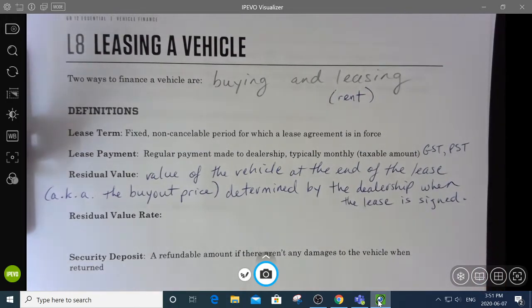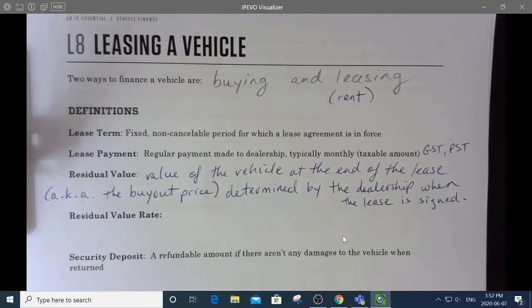There we go. So, for example, if I go in to lease a new vehicle, I walk into the lot and I say, you know what, I don't want to buy a vehicle right now, I want to lease it. If I lease a vehicle for, say, 2 years or 3 years, it will have, right on the contract that I signed, a buyout price or a residual value price at the end. So if I enjoyed that vehicle and I want to keep it, I can choose to buy it out at the end of my 2-year lease.